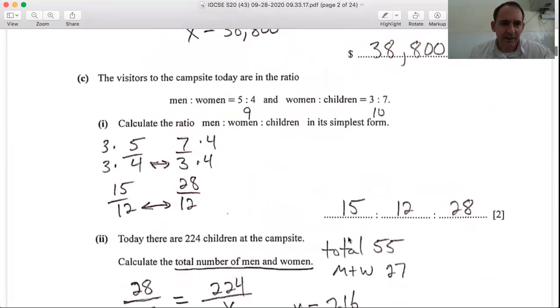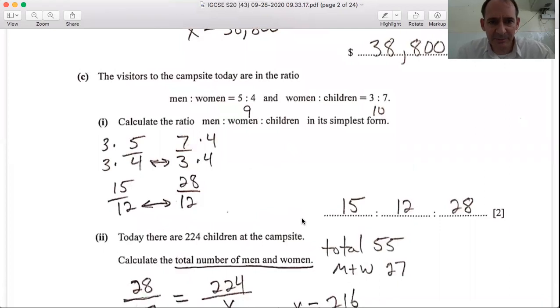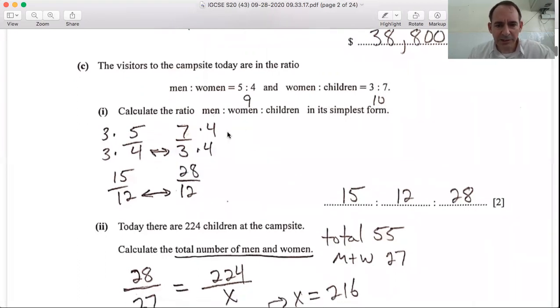38,800. Letter C, the visitors to the campsite today are in the ratio of 5 to 4 for men to women, 3 to 7 for women to children. Whether or not you need these numbers, I always like to put a total when I'm working with ratios. So a total here is 9, a total here is 10. Calculate the ratio of men to women to children in its simplest form.